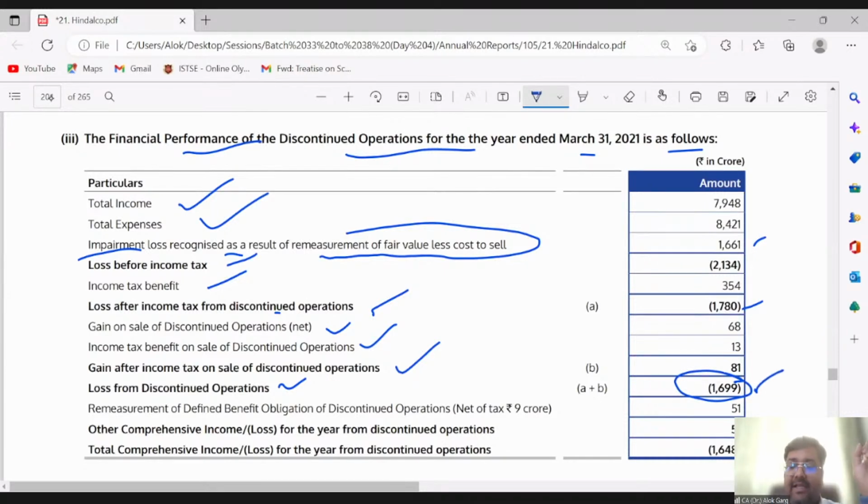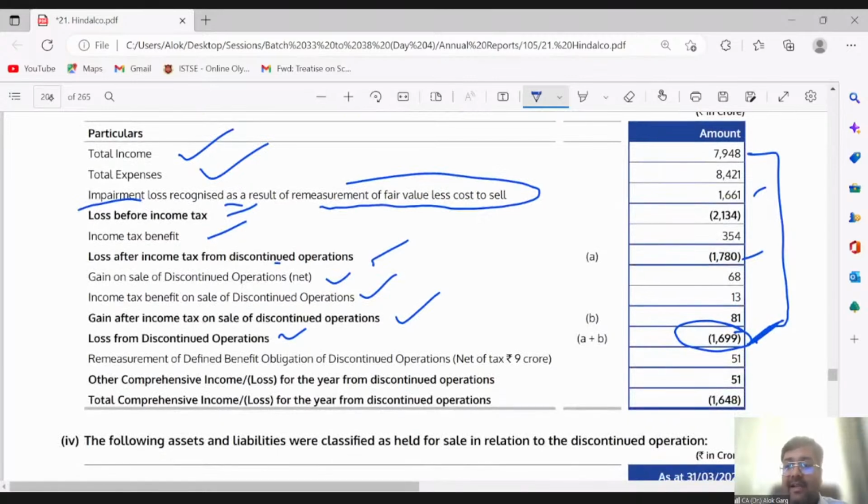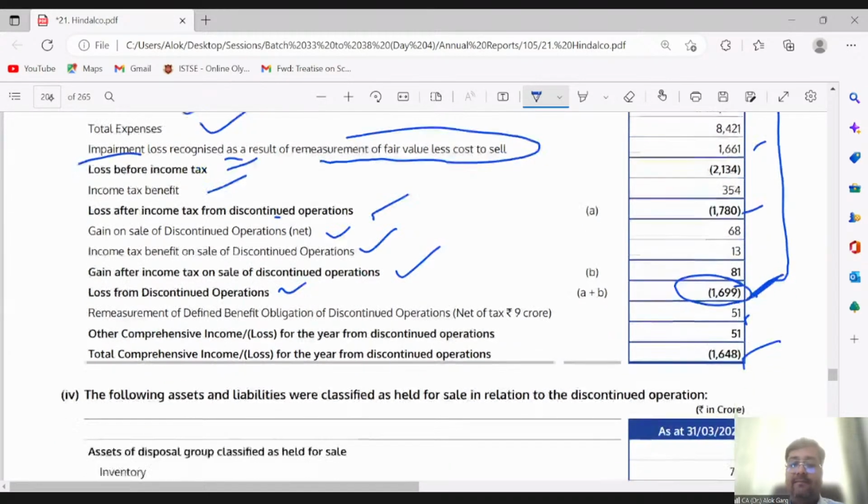Have you seen that 1699 in the P&L? See, in the P&L it was written as 1699 as a one line item, but the entire breakup, the entire complete financial performance has been given in the notes to accounts, right? 51 is relating to the OCI and 1648 is the comprehensive loss which is recognized due to discontinued operations, right?